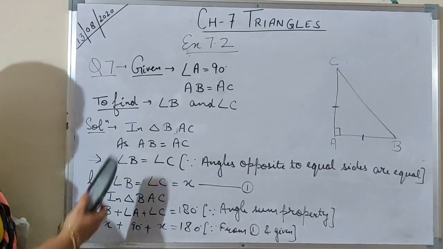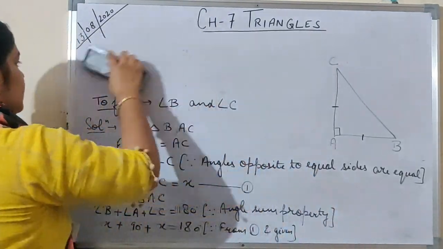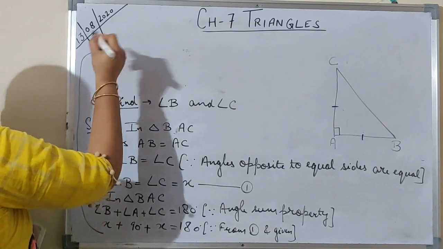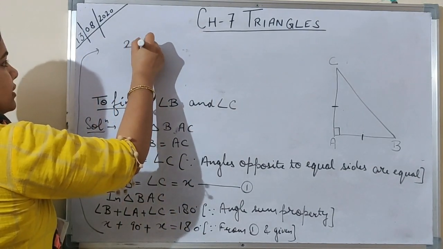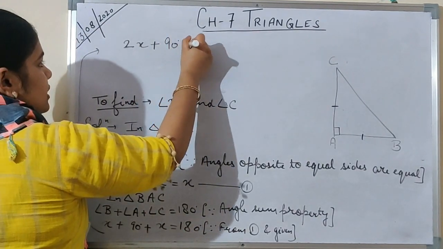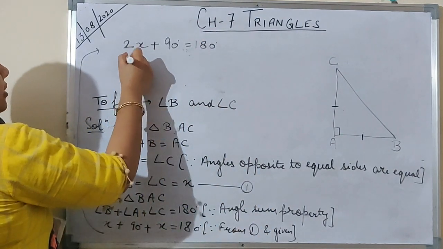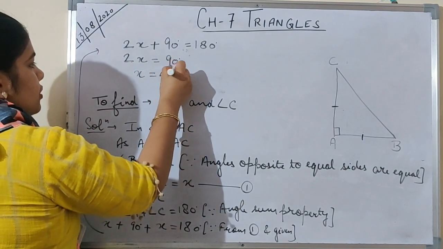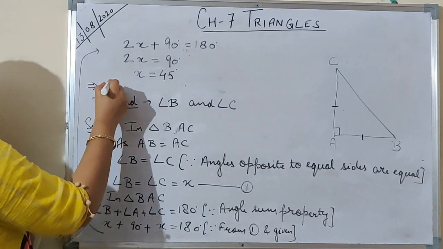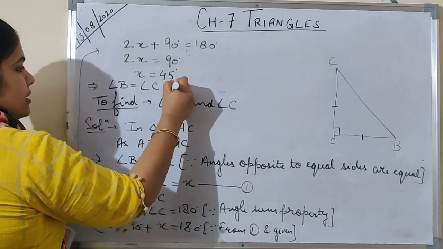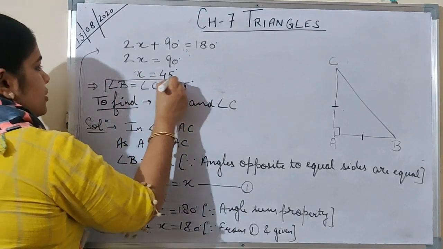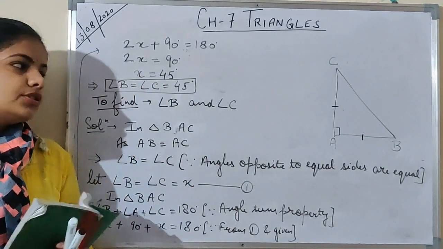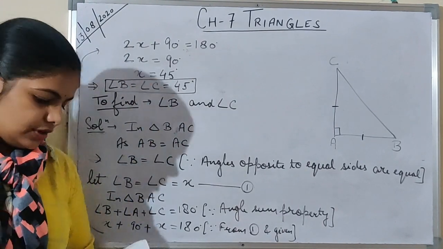Now, after this step, I'm writing it over here. After this step, we can write X plus X will become 2X. And 90 degrees, we can write as it is. And then equal to 180 degrees. Then what will we get? We will get 2X is equal to 90 and X is equal to 45 degrees. So we can write that angle B is equal to angle C is equal to 45 degrees. So this is what we needed to find. I think till here there is no doubt. Students, you can write it side by side. If you are having any doubt, you can clear it from the board.